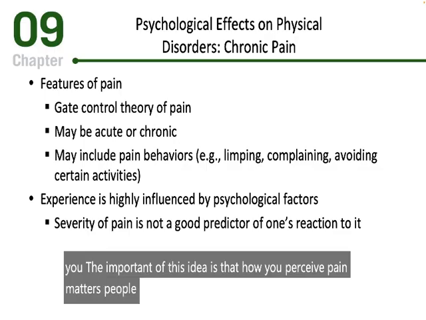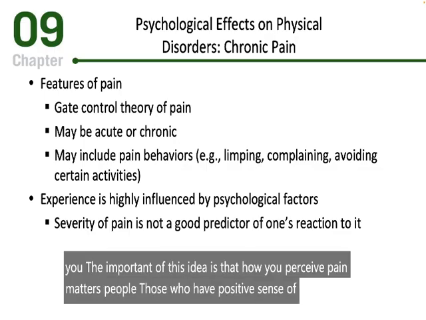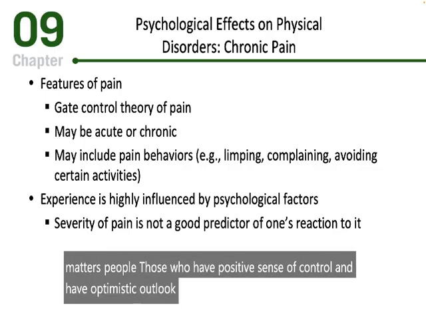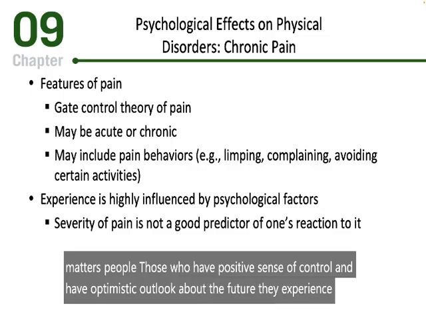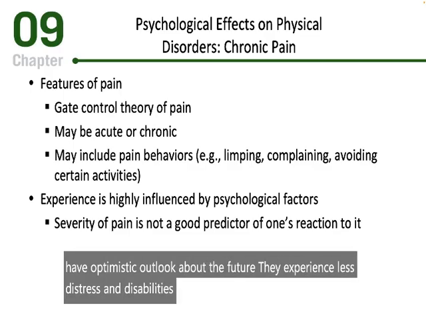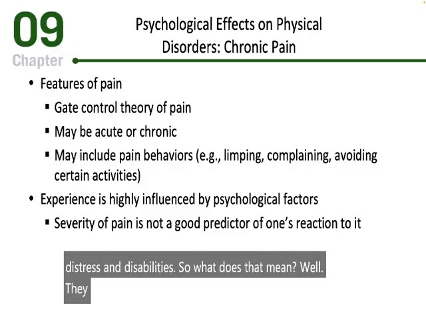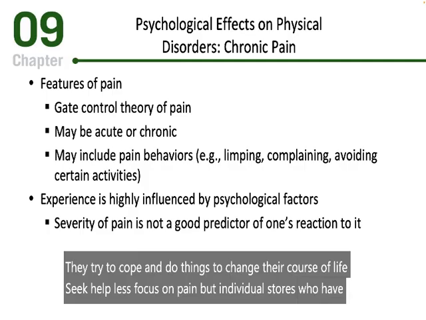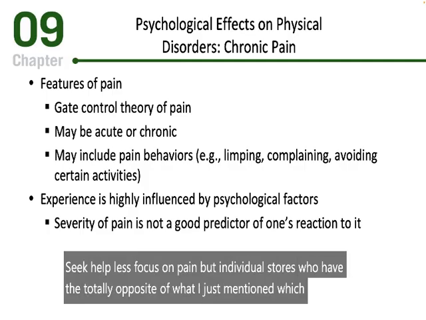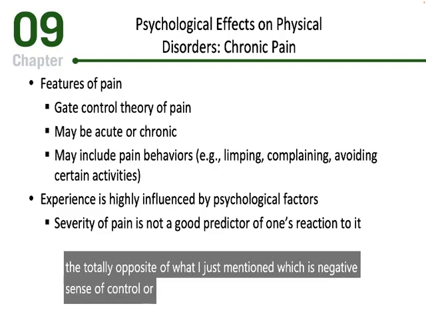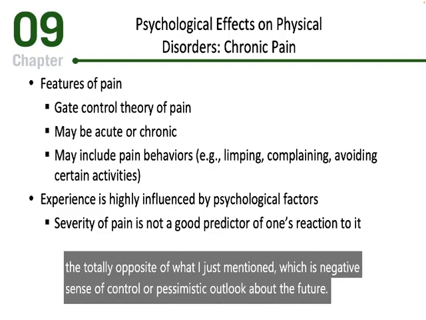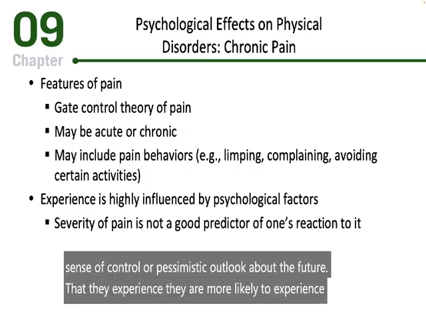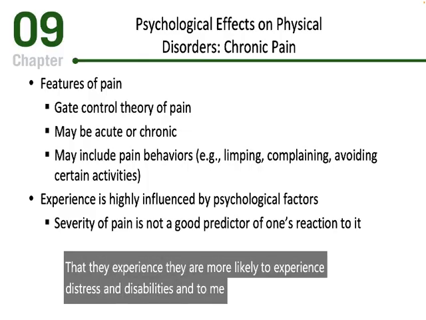People who have a positive sense of control and an optimistic outlook about the future experience less distress and disability. So what does that mean? Well, they try to cope and do things to change their course of life, seek help, and focus less on pain. But individuals who have the opposite, a negative sense of control or pessimistic outlook about the future, are more likely to experience distress and disability. And to me, that's like psychological suffering, right?